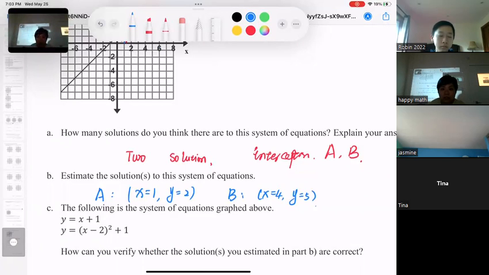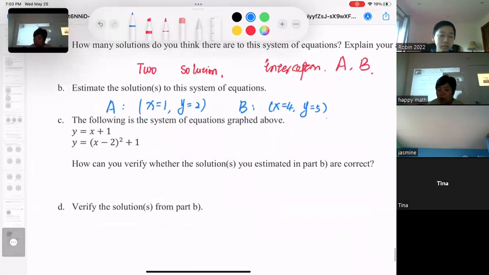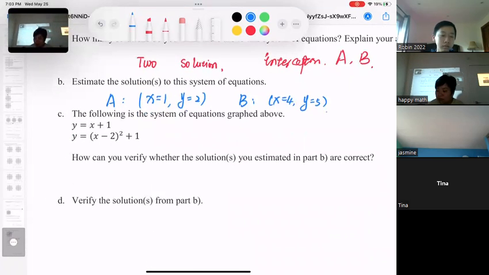Okay, so let's see question C. It says the following is the system of equations graphed above, right? Y is x plus 1, and the other one is a quadratic function, y is (x minus 2) squared plus 1. And how can you verify whether the solutions you estimated in part B are correct? So Jasmine, what do you think? How can you verify the solution is correct?